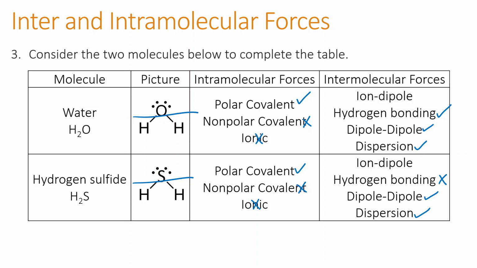The last one on here is ion dipole. We would need to have an ion in addition to a polar molecule. We just have polar molecules here, no ions. So neither of them have ion dipole.